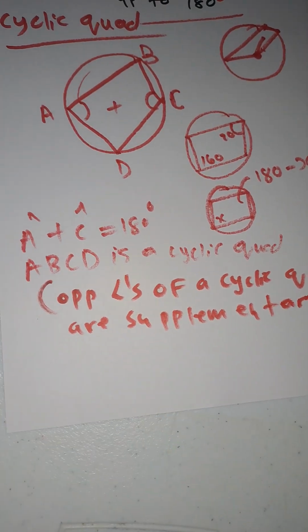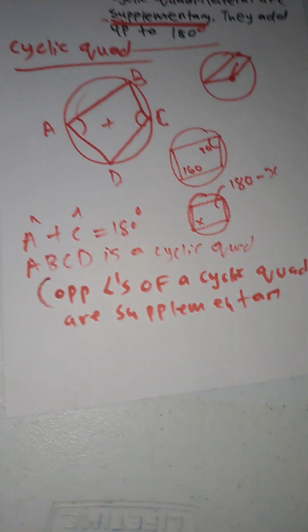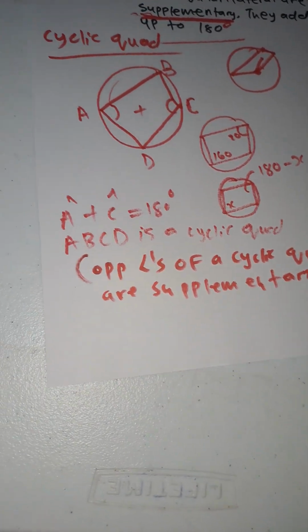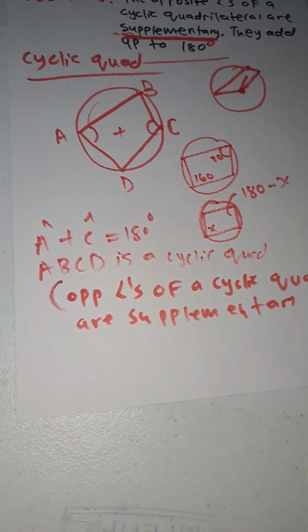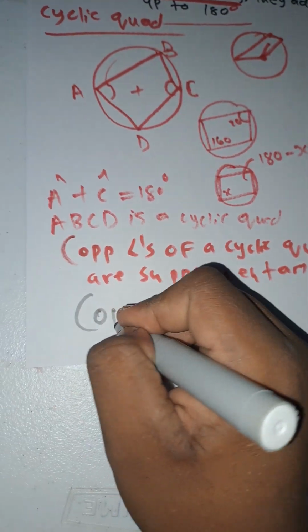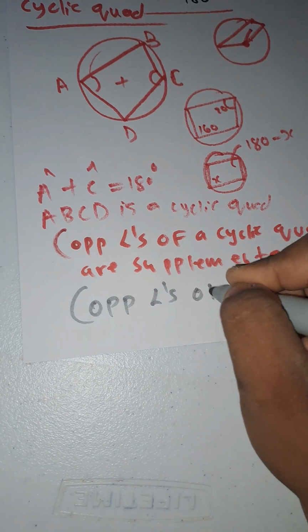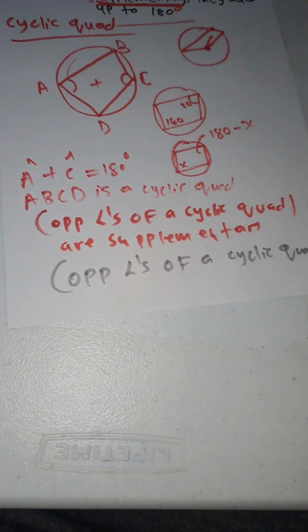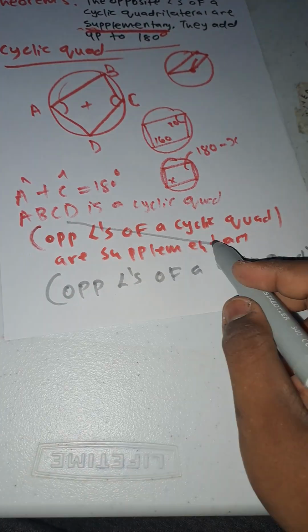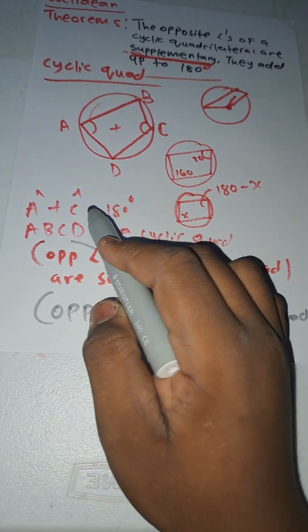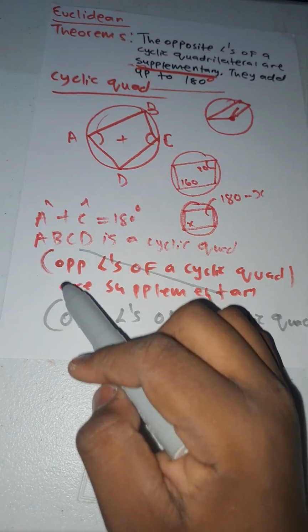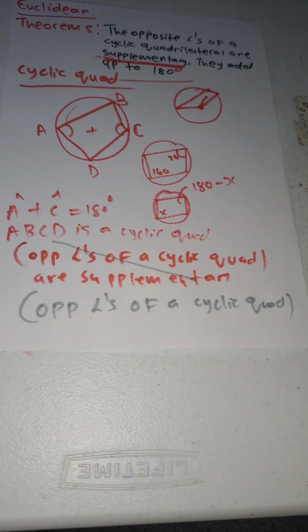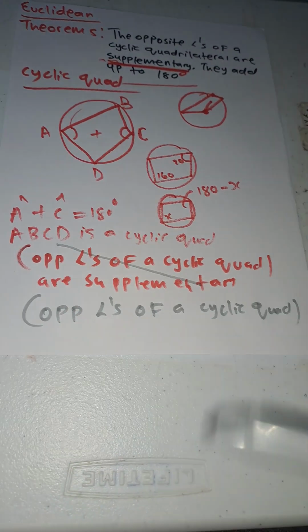Okay, so opposite angles of a cyclic quad are supplementary. So this is what you have to do. But you can choose another reason by saying what? Opp angles of a cyclic quad. This is another way of shortening your reason, because this one seems like it's too long. So A plus C is equal to 180. The reason: opposite angles of a cyclic quad, what are they doing? They are supplementary because they add up to 180.